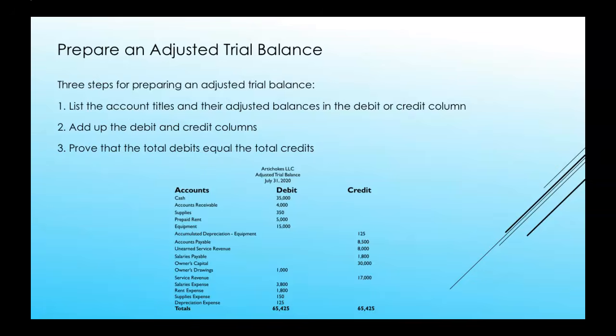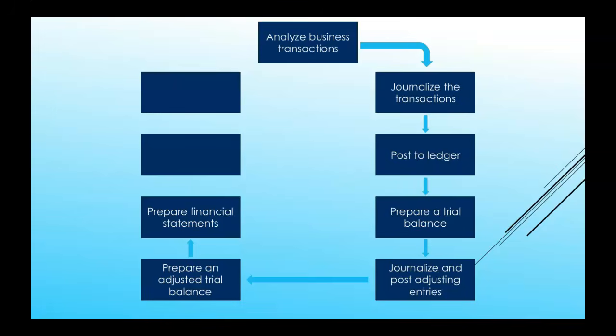Right, so these accounts will now have updated balances. You might have additional accounts that you didn't previously have in your original trial balance, but the idea is still the same. You list out your accounts, their balances, and make sure that the total debits and credits equal. So once you have an adjusted trial balance, then you can start preparing your financial statements.